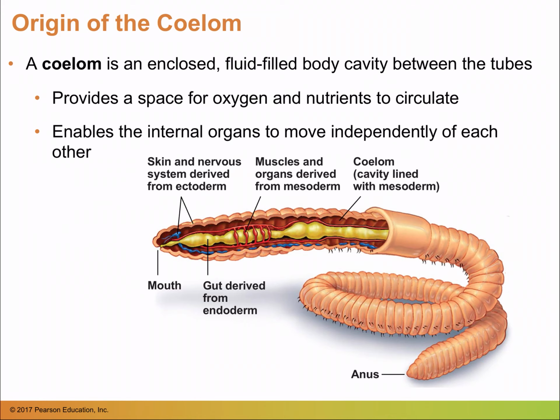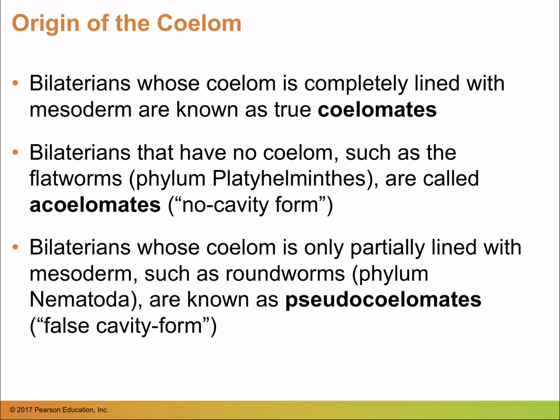And you can see here in the annelid worm, we've got our inner tube here, the muscles and organs derived from the mesoderm. We've got the outer tube here, skin and nervous system, and then we've got this space. And that space is the coelom. Some animals don't even have this space at all, which we're going to see, and some have sort of a space, but not really, and it's lined with different things. So we call bilateral organisms whose coelom is completely lined with mesoderm on the inside and the outside, so the gut is lined with mesoderm and the outer skin is also lined with mesoderm on the inside, a true coelomate.